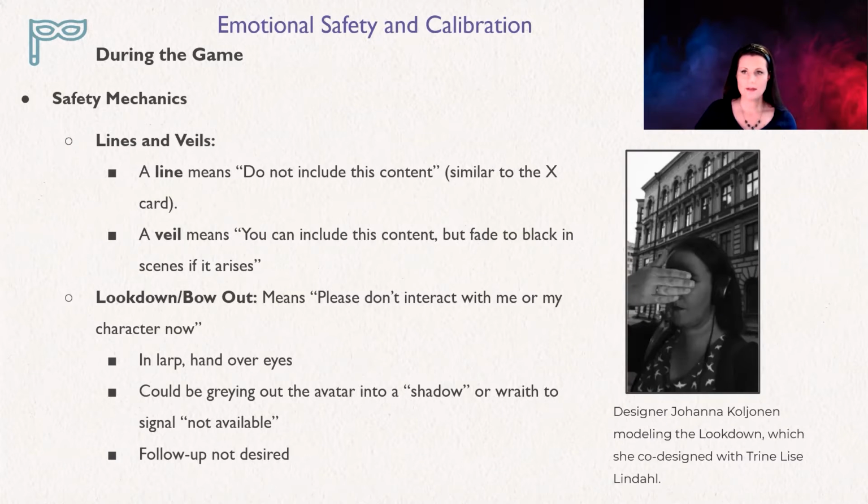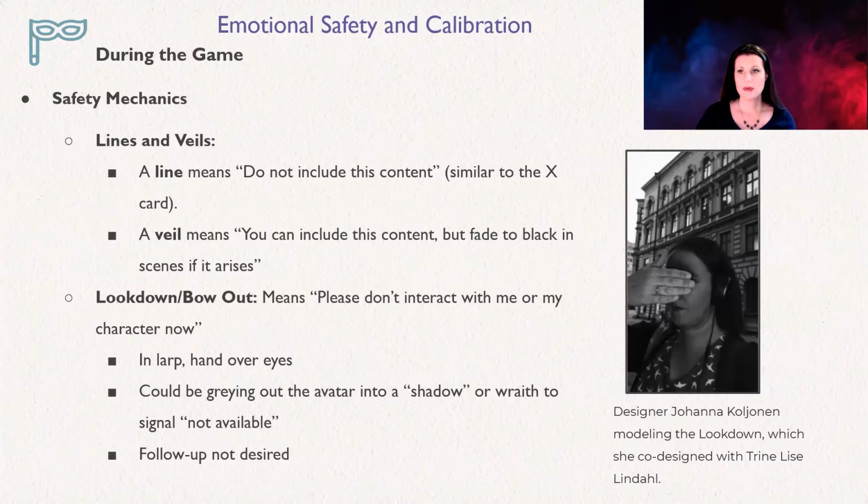So lines and veils. This has been developed within the tabletop community. A line means do not include this content. We've talked about that already. It's the same as a no or an X card. A veil means you can include this content, but please fade to black in the scene if it arises. So sexuality is a really common one. Like maybe there is a romance and sexual relationship between two characters, but you're not going to role play that out. It's veiled, meaning the moment that's about to happen, it goes off screen.